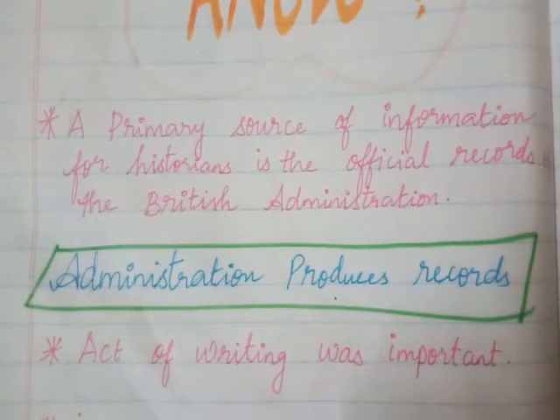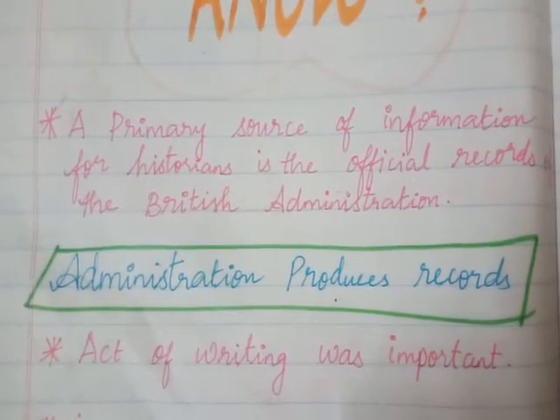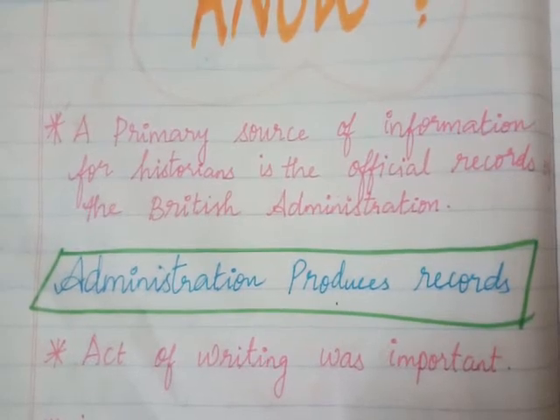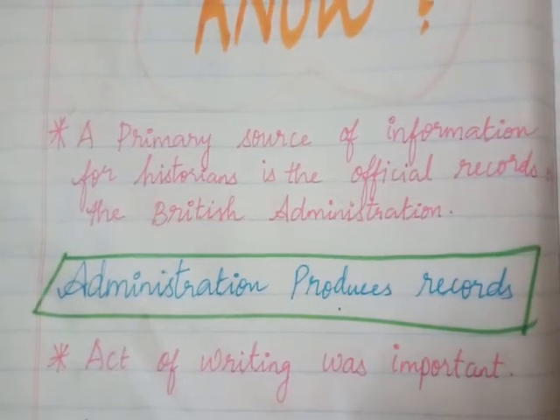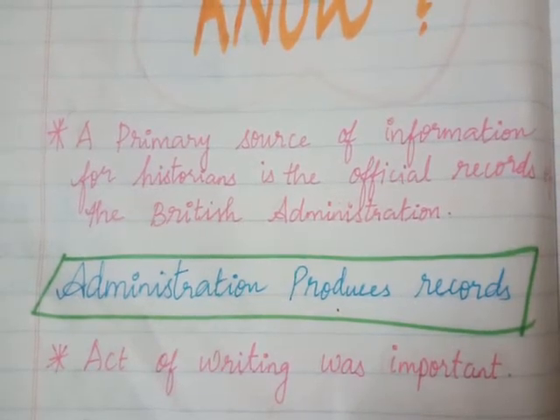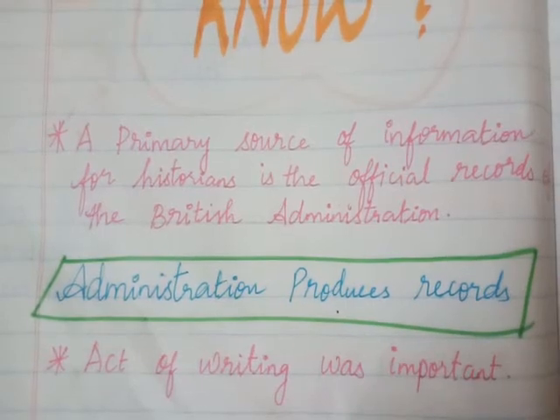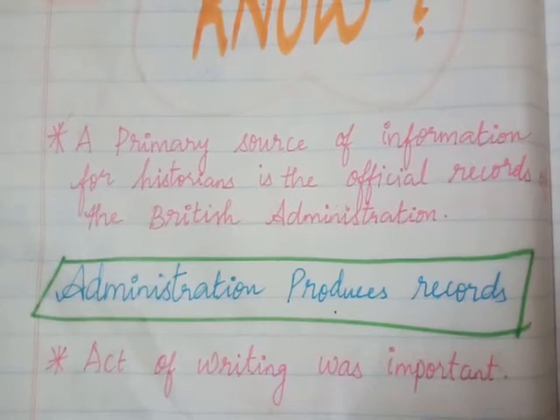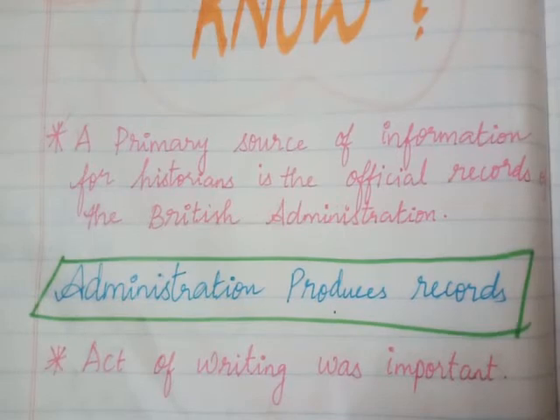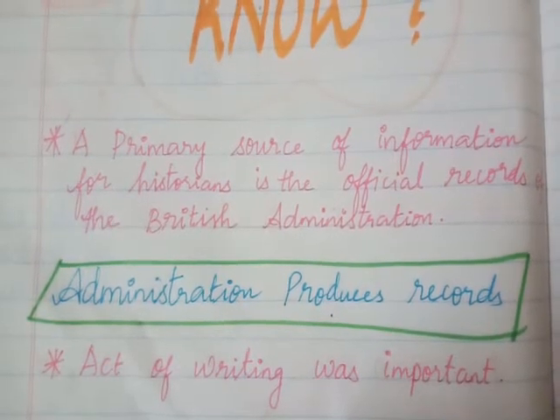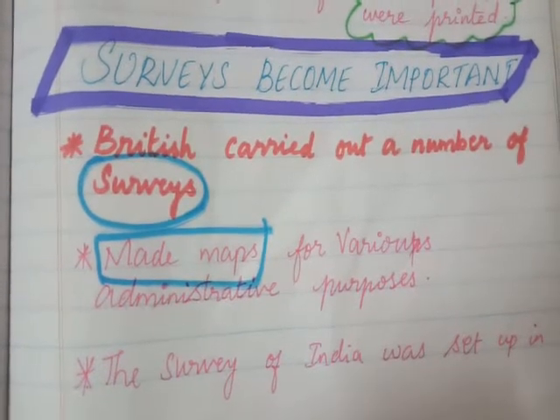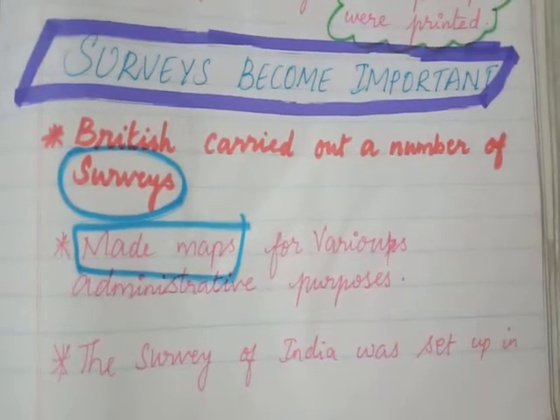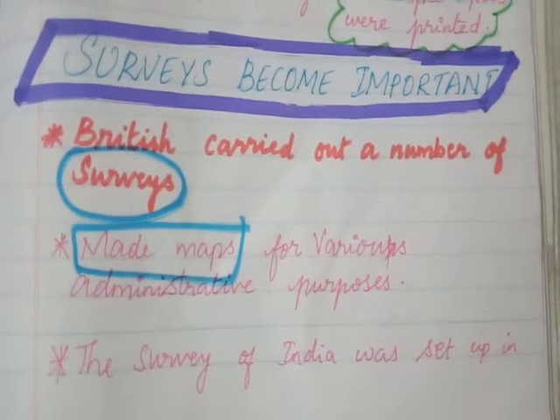Every executive, legislative and judicial body had record rooms in which even the smallest records were kept well catalogued. Thus, the proceedings of each government department are available to us. This has helped historians immensely in their study of the period. Many of the official records, as I said, are preserved in the National Archives of India. The next one is surveys become important. The British believed that a country had to be properly known before it could be effectively administered.